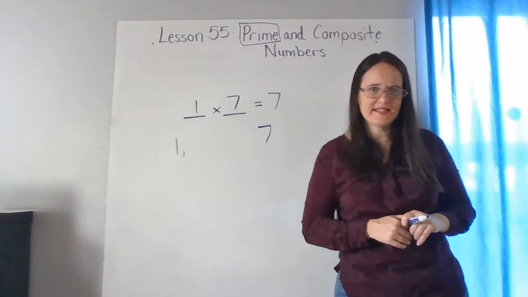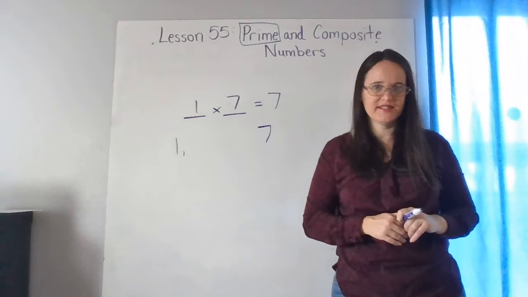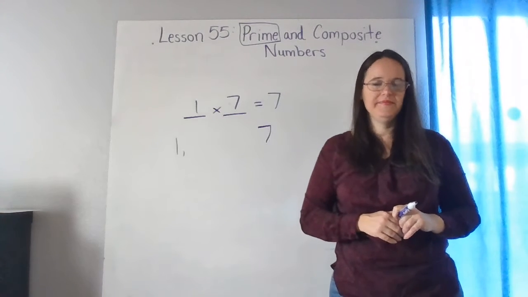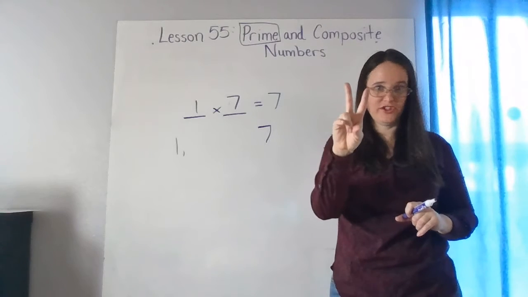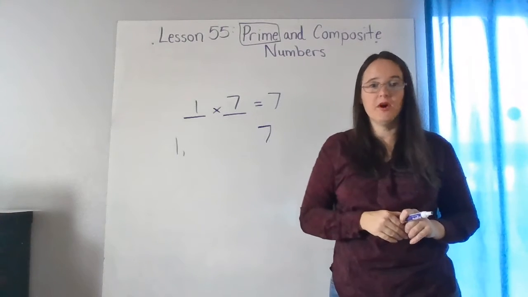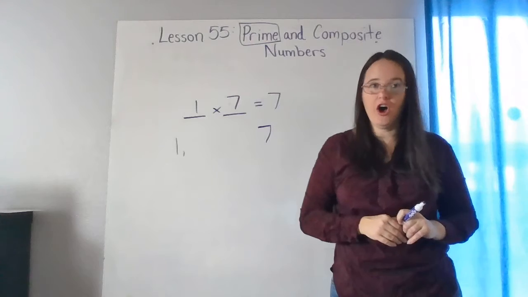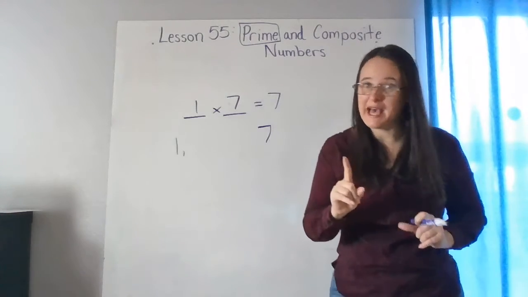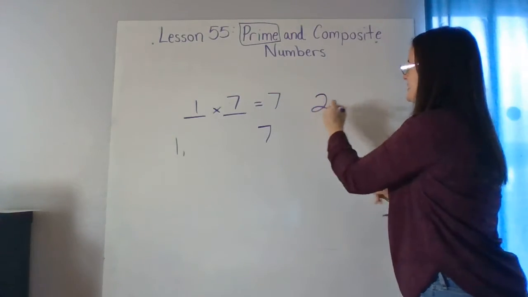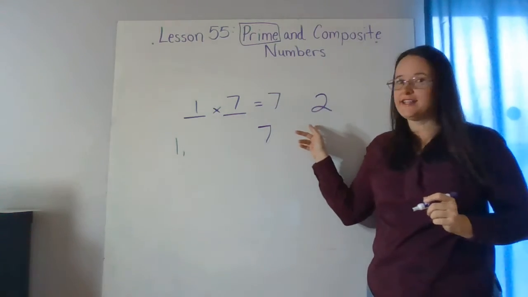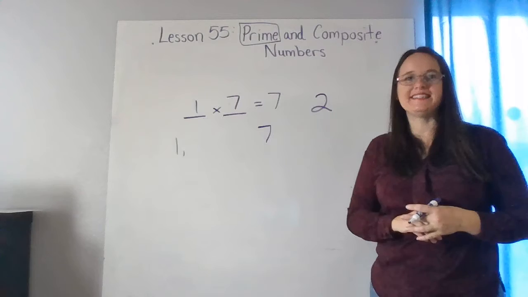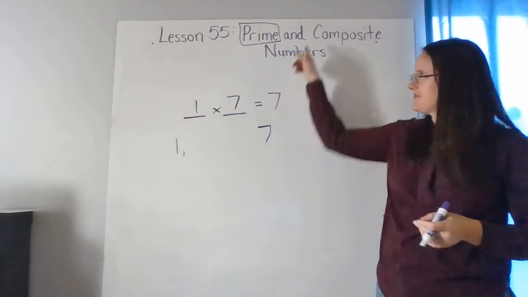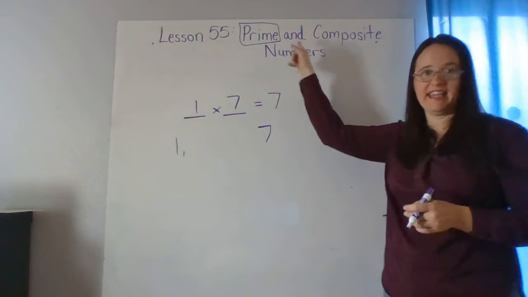Are you noticing something about those even numbers? Even numbers always have a factor of 2. So most even numbers, in fact, all even numbers except the number 2 are not prime numbers. So what's it called if it's not a prime number? That's where this word comes into play.